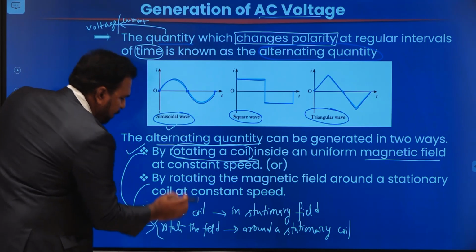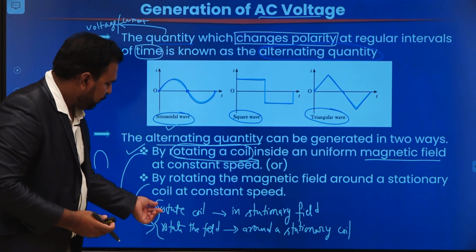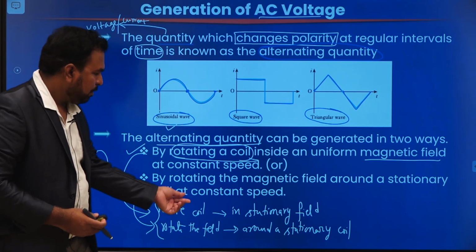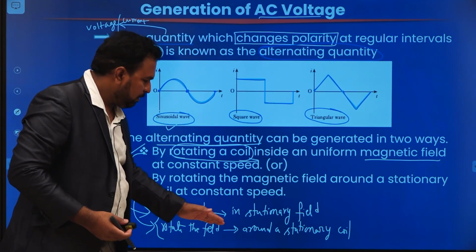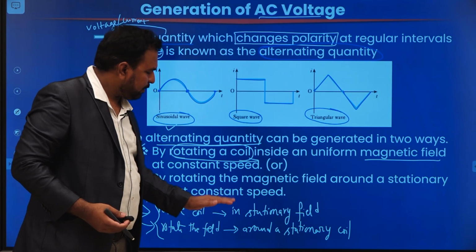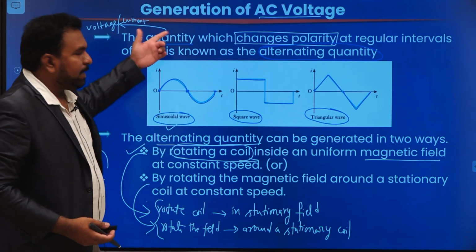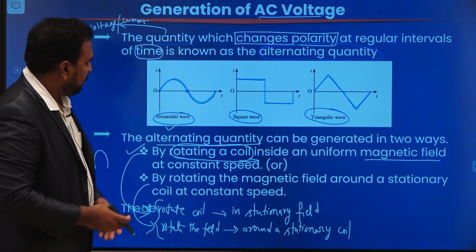So you can simply remember these two ways. First one, we are rotating the coil in a stationary magnetic field. Second one, we are rotating the magnetic field around a stationary coil. By means of these two, we can generate AC voltage.